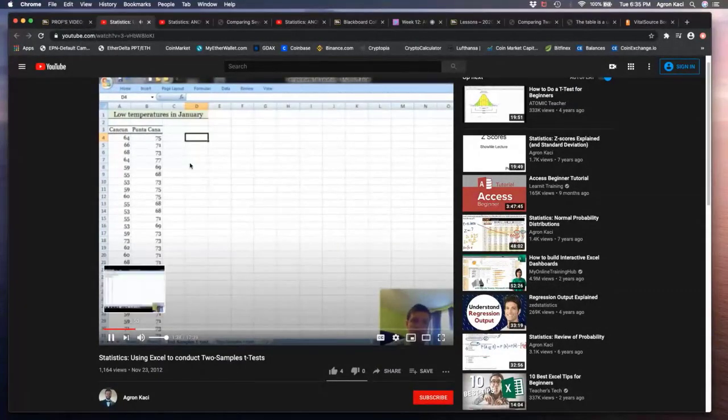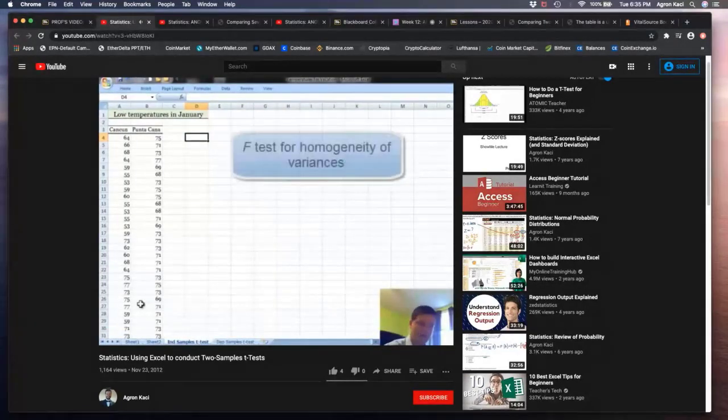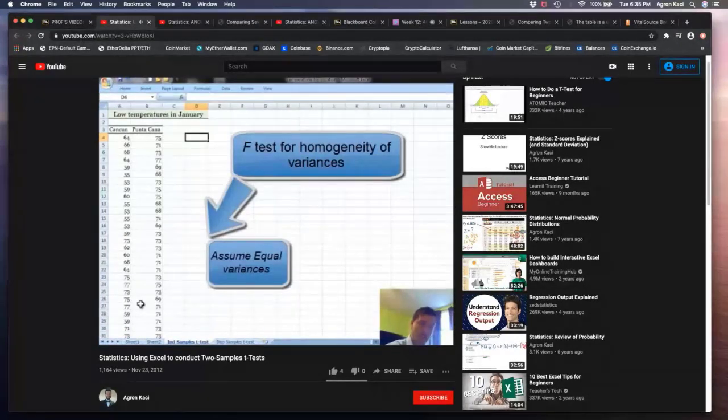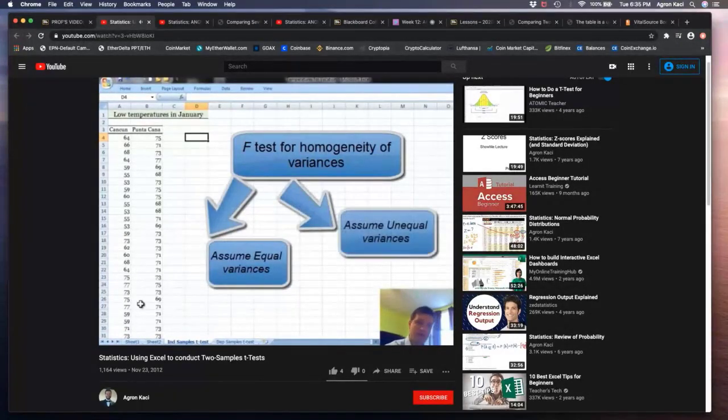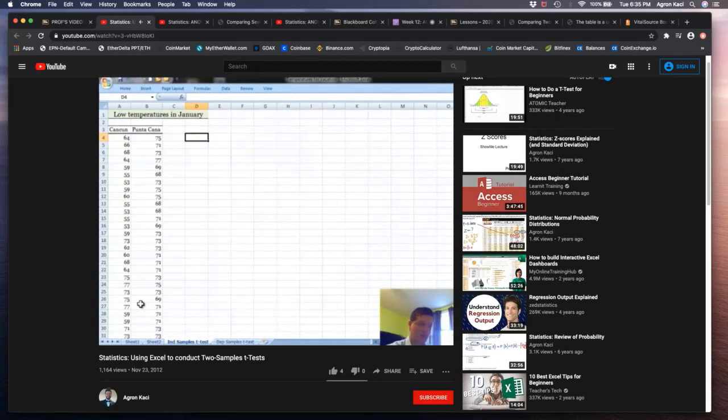So in Excel, you have to do another test before you do the t-test. That test is called the f-test, or the test for homogeneity of variances, where you find out if you assume equal variances or not. Depending on that result, you have to do the t-test that assumes equal variances or the t-test that does not assume equal variances. So let's start with the f-test first.